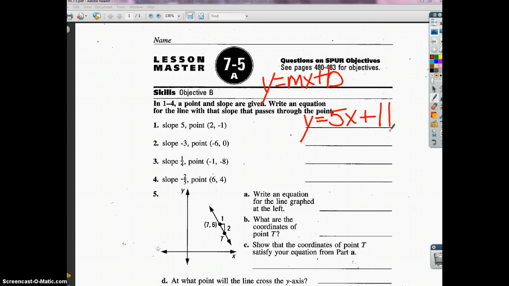Okay, you need to do that with all of these. Right? Scrolling down.